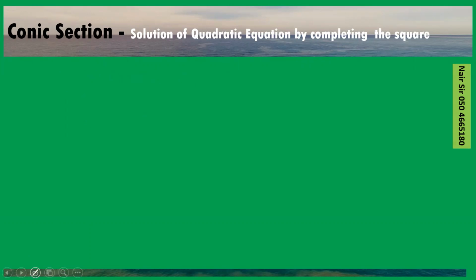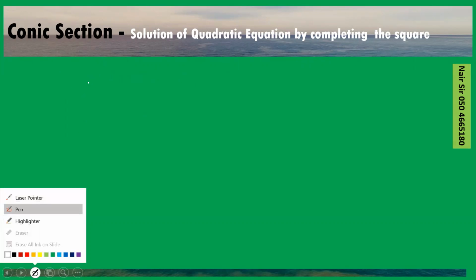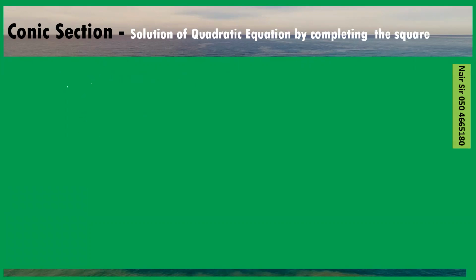Why am I teaching quadratic equation when I'm solving conic section? उसका एक reason है. Let's say that I've got an equation like this: 2x square plus y square plus 8x plus 16 is equal to 0, something like this. Now, most of my kids know that this is nothing else but an equation of a, guess कर सकते हो? Circle.